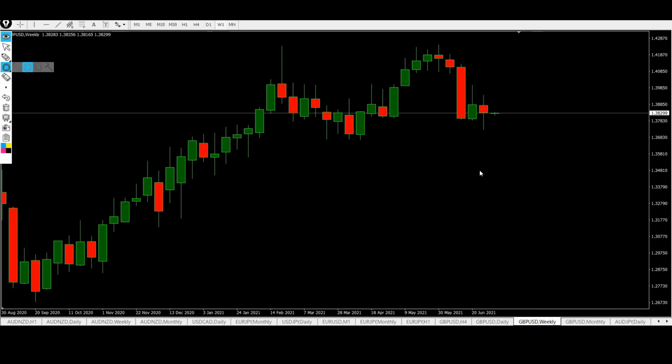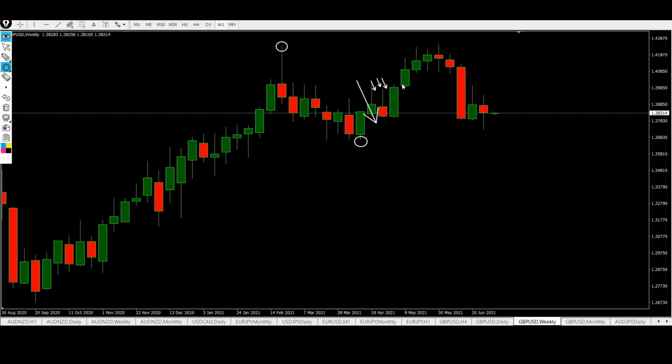Alright, so now we're back on this pound dollar weekly chart. Now if you watch my forecast and analysis, you could recall that the bias between this pivot right here and this pivot right here was short on the weekly bias. Thus, if you're looking for trades that are in line with this weekly bias, you'll be looking for short trades on the lower time frames.